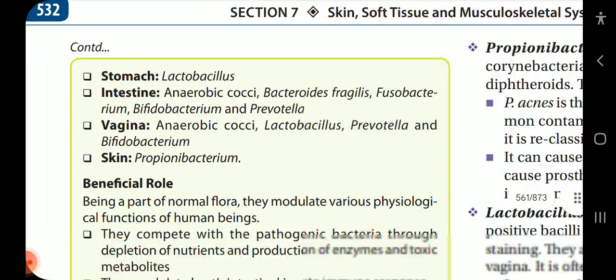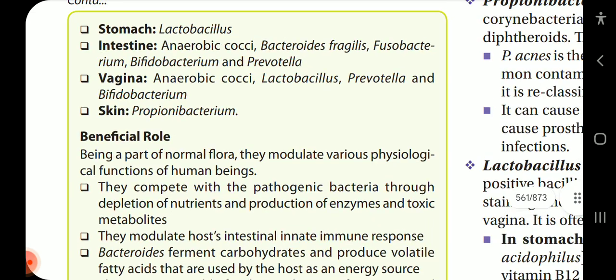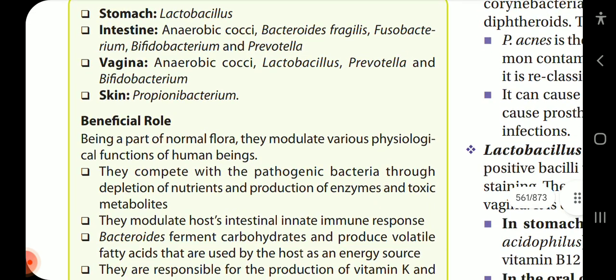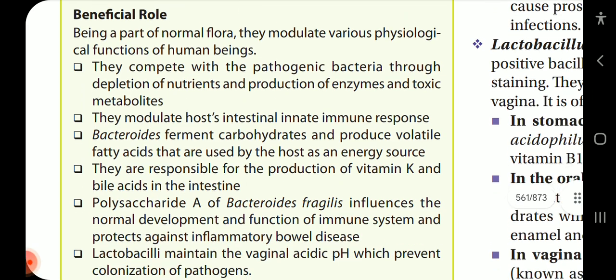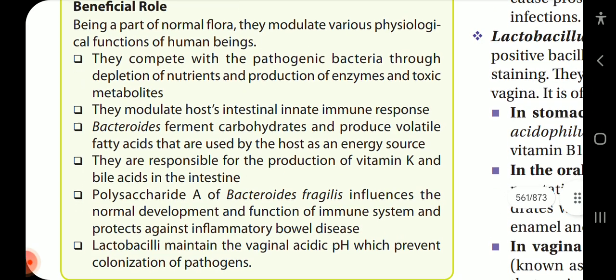Now, stomach: lactobacillus. Intestine: anaerobic cocci, Bacteroides fragilis, fusobacterium, bifidobacterium, and prevotella. Vagina: anaerobic cocci, lactobacillus, prevotella, and bifidobacterium. Skin: propionibacterium. Beneficial role: being a part of normal flora, they modulate various physiological functions of human beings.